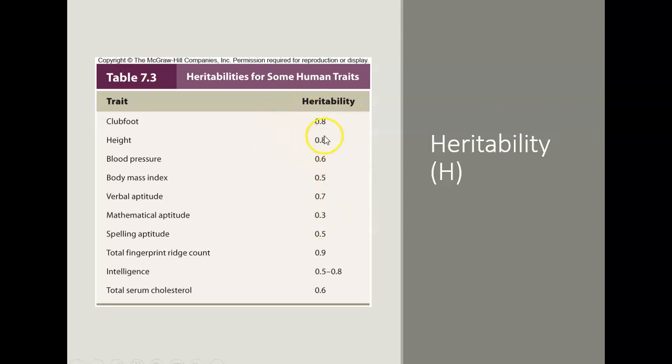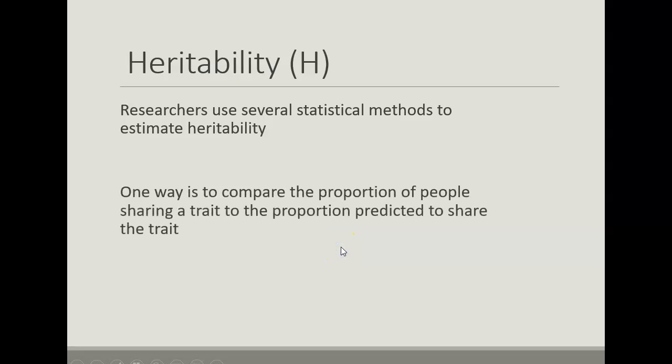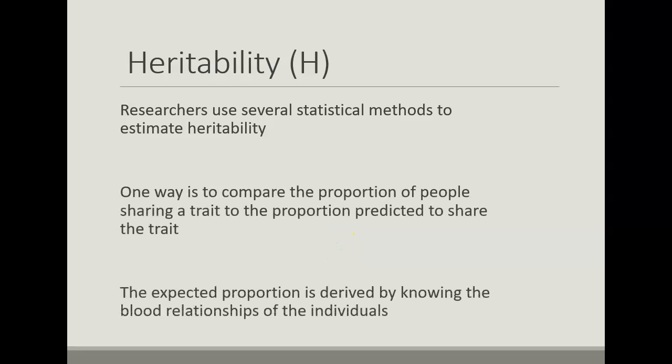So when you see heritabilities of 0.8, height, for example, verbal aptitude, 0.7, total fingerprint ridge count, 0.9. These are really, really high numbers. That means there's a really large genetic influence there. Numbers that are smaller means there's probably not a lot of genes here. So your mathematical aptitude, you likely did not inherit that. You likely developed that. So these are ways that we can determine how much of a trait is due to genetics and how much is due to environmental exposures. So one way that we can do this is we can use something called a twin study.